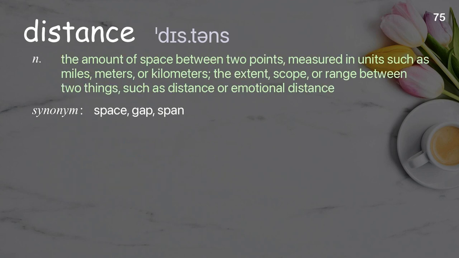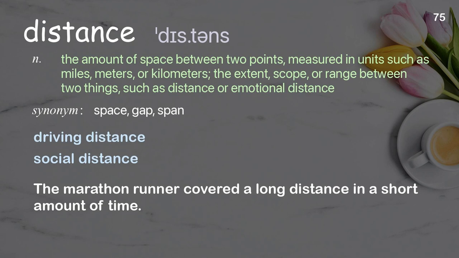Distance. The amount of space between 2 points, measured in units such as miles, meters, or kilometers, the extent, scope, or range between 2 things, such as distance or emotional distance. Examples: driving distance, social distance. The marathon runner covered a long distance in a short amount of time.